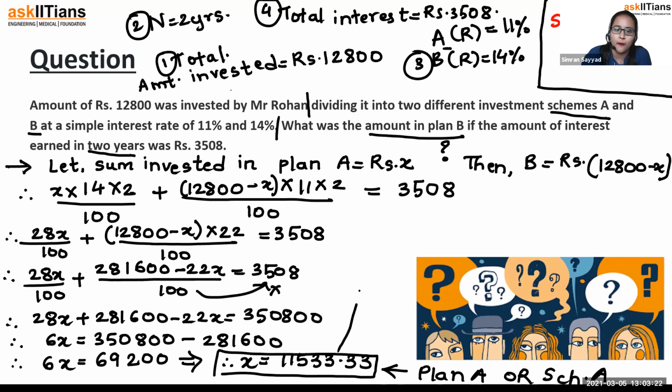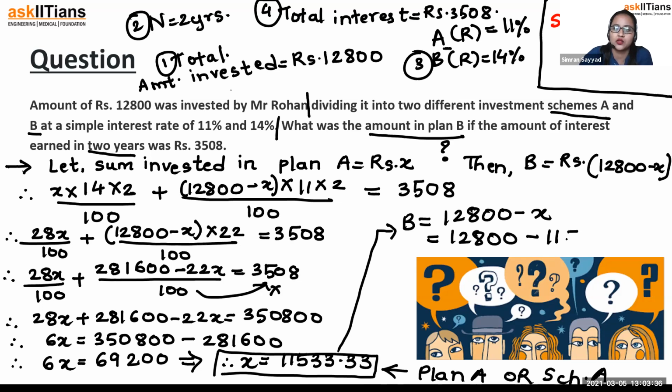So for plan B, what are we going to do? For plan B, what was it? It was 12,800 minus x, which is nothing but 12,800 minus 11,533.33, which is nothing but rupees 1,266.67. So this is your final answer.